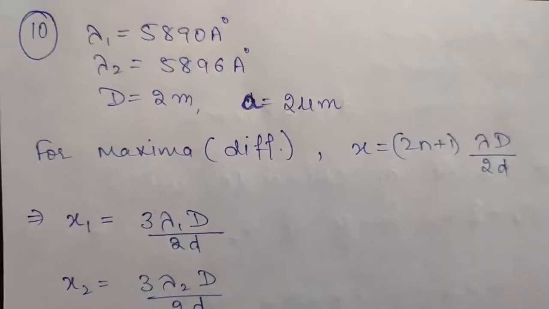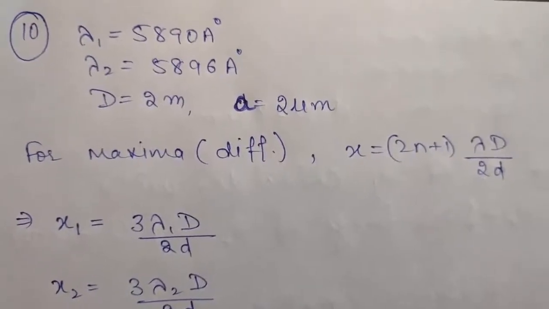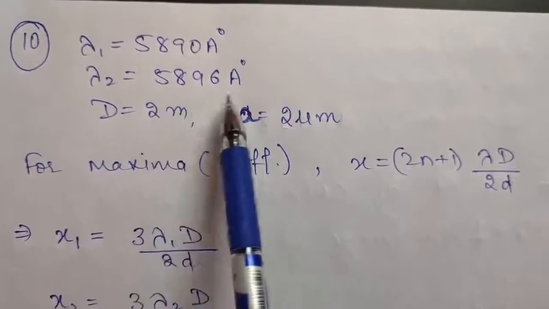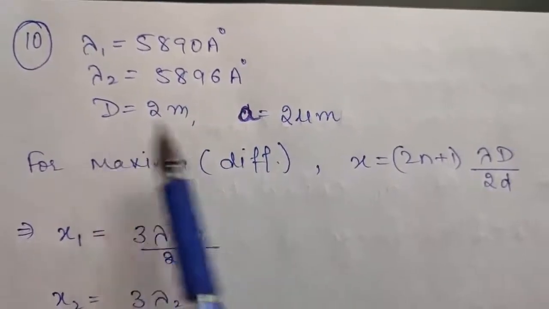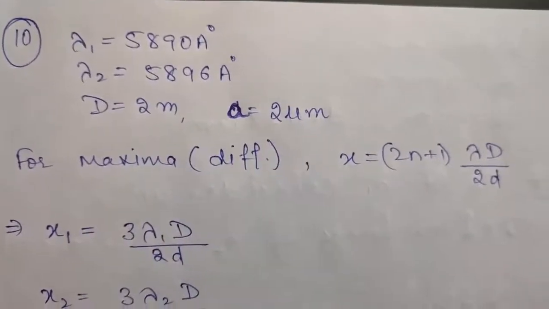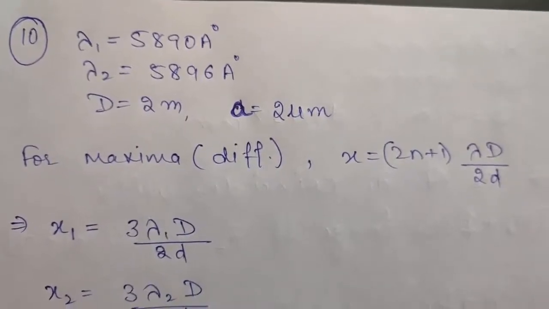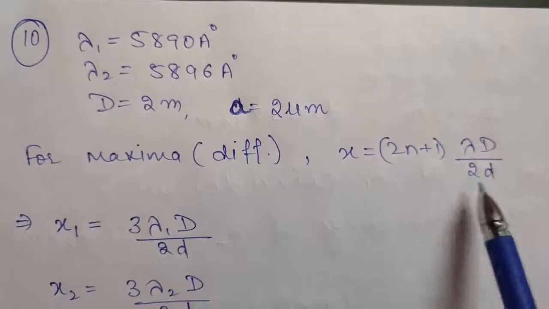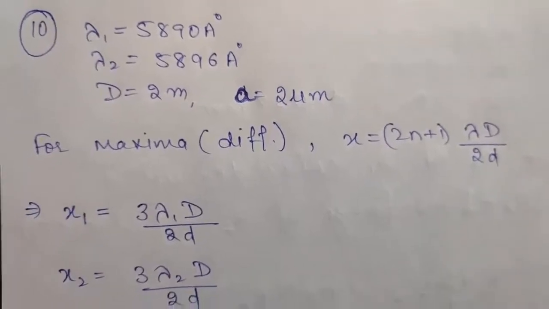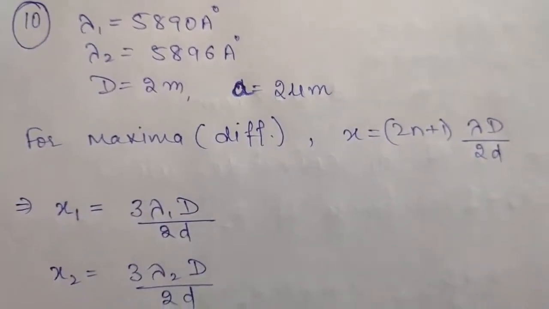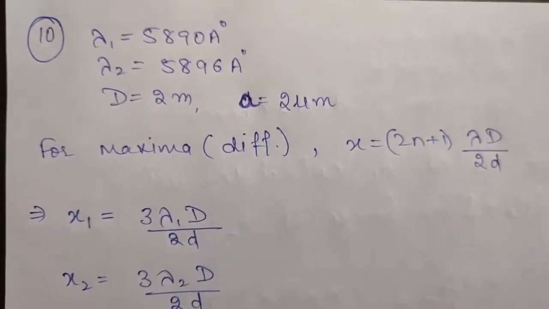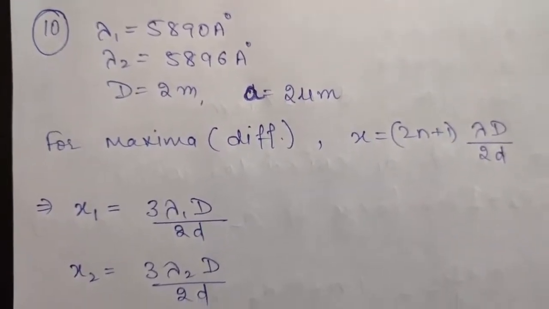In question number 10, you are given two wavelengths of sodium, that is 5890 angstrom and 5896 angstrom. Capital D and a are also given in the question. So again, for maxima in the diffraction pattern, you know the condition is (2n+1) lambda D by 2a. According to the question, you want the separation between the first maxima of these wavelengths. So one by one we will be calculating the distance.